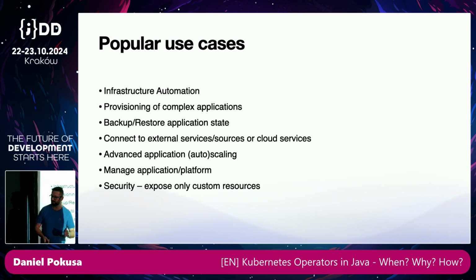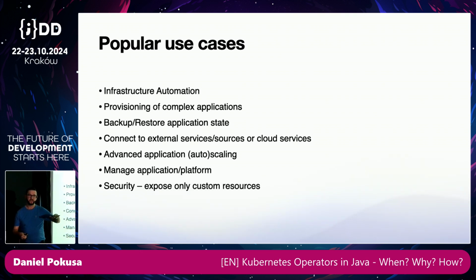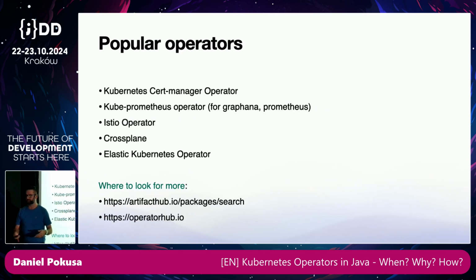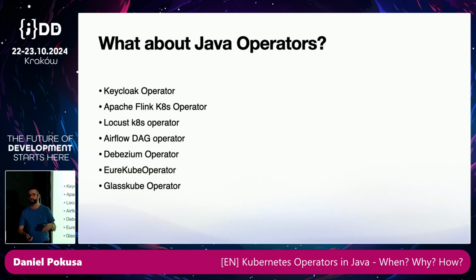And the last but not least is security. In Kubernetes, RBAC works in a way that you can have permissions on namespace and on particular resources. Those are two levels that you can add. So imagine that you don't have access to any Kubernetes pods, but you only have access to the things that you created, like the Postgres database, but not to the deployment, not to the pods of your application, etc. There are a lot of popular operators. You can go through them, but maybe later. There are also Java operators. There is a Keycloak operator, Apache Flink, Locust, etc.